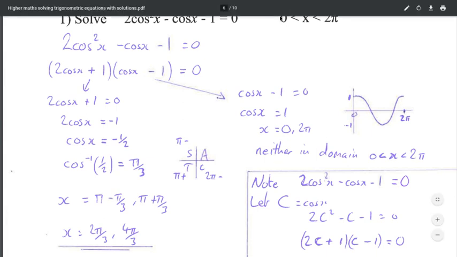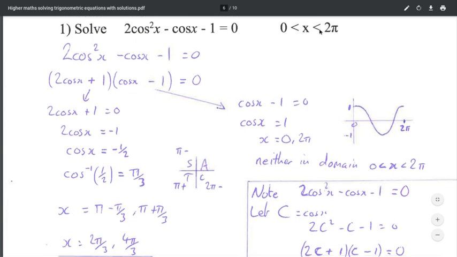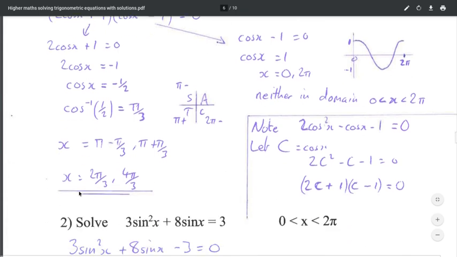So quick look at the inequality signs here. Do we include this? It says x is greater than 0, so I don't include 0. It also says x is less than 2 pi, so I don't include 2 pi. So neither of those are in the domain. So my final answer would be 2 pi by 3 and 4 pi by 3.